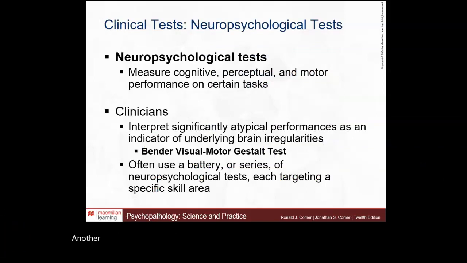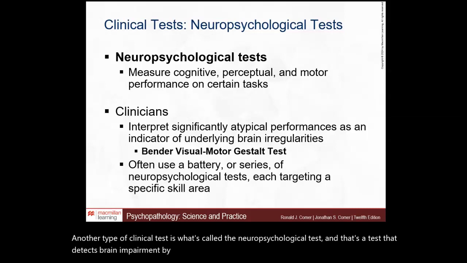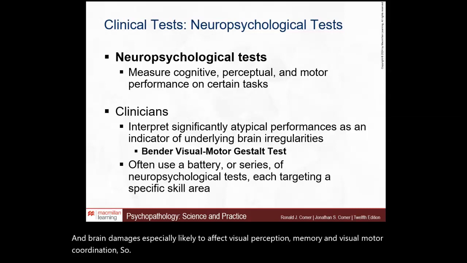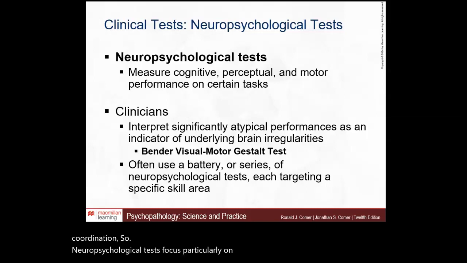Another type of clinical test is what's called the neuropsychological test. That's a test that detects brain impairment by measuring a person's cognitive, perceptual, and motor performance. Brain damage is especially likely to affect visual perception, memory, and visual motor coordination. So neuropsychological tests focus particularly on these areas.